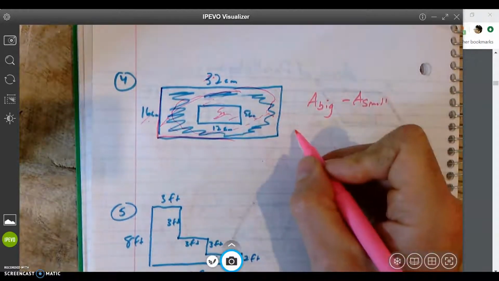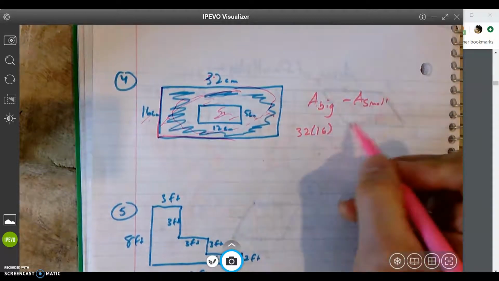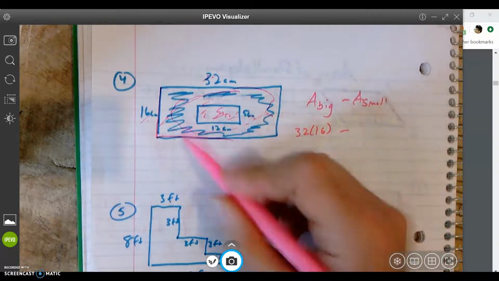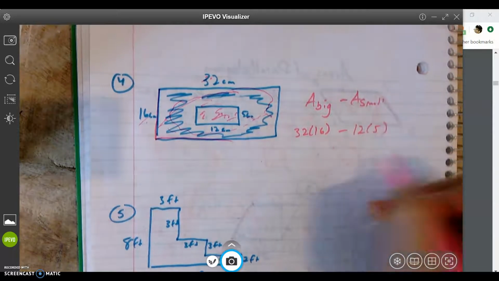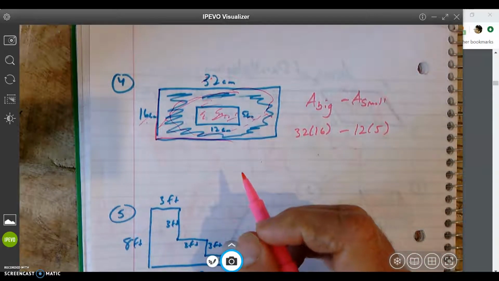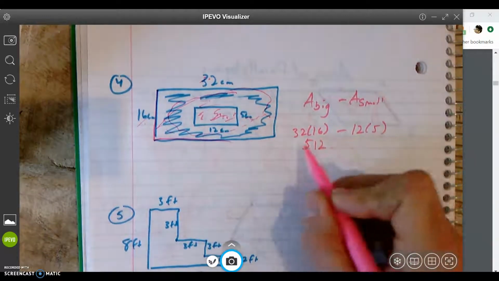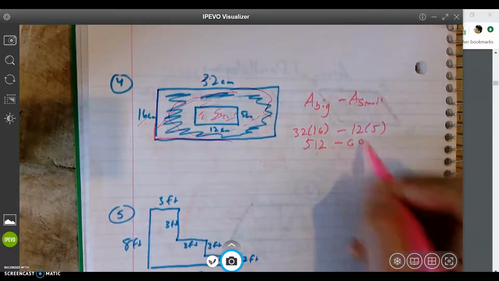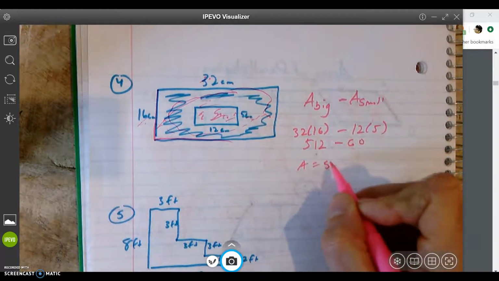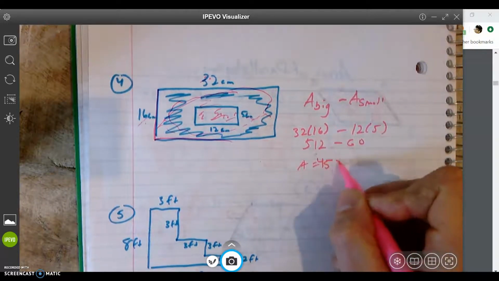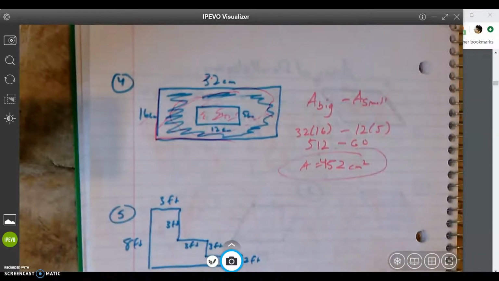So area of the big is going to be 32 times 16. Boom. And then I need to take out this part right here, and I'm left with what's shaded right there, the other area. So that's 12 times 5. Bam. And then calculate it up. 32 times 16 is 512. Minus 12 times 5, which is 60, minus 60 is 452 centimeters squared. Boom. Got it.